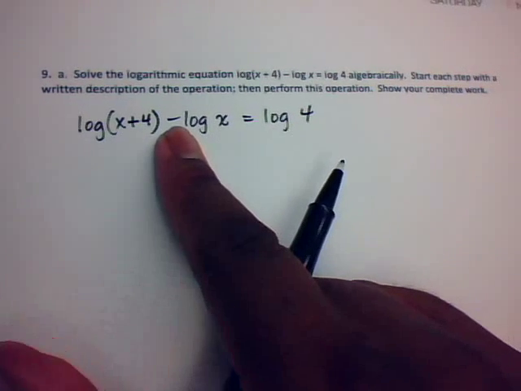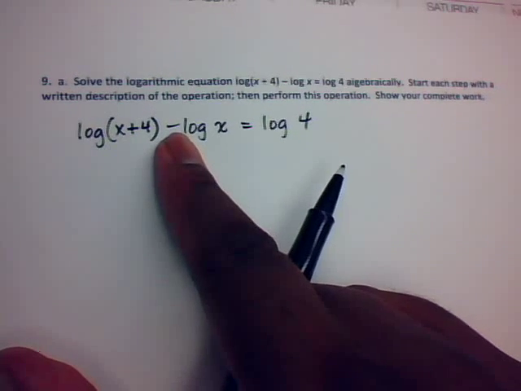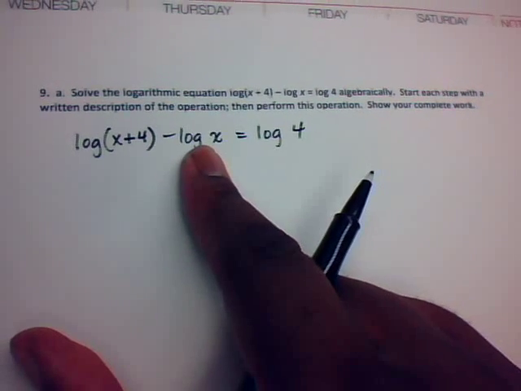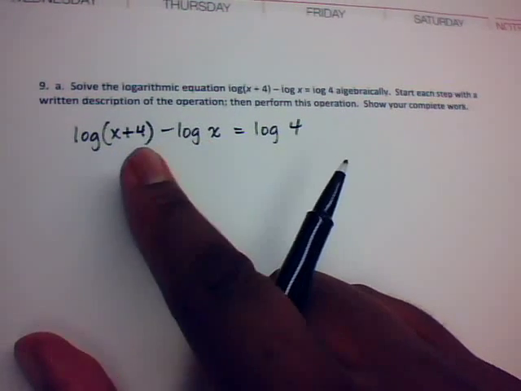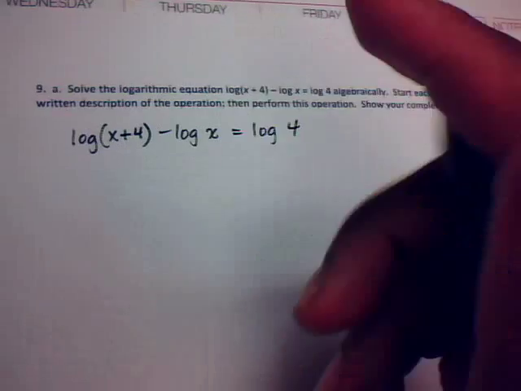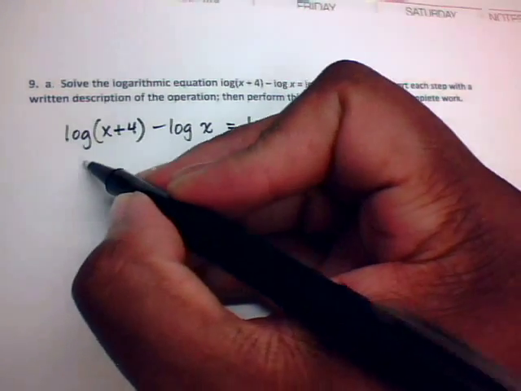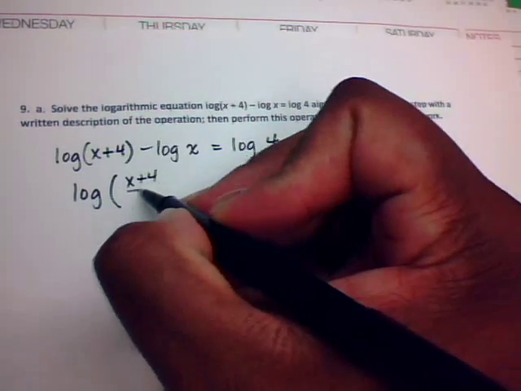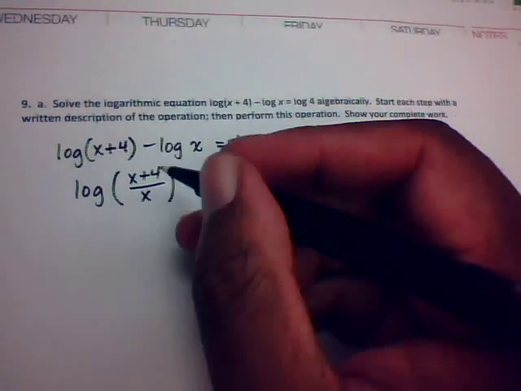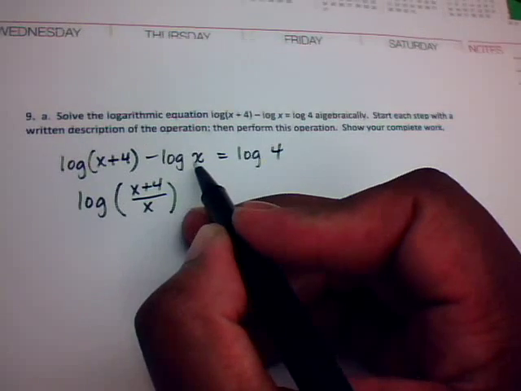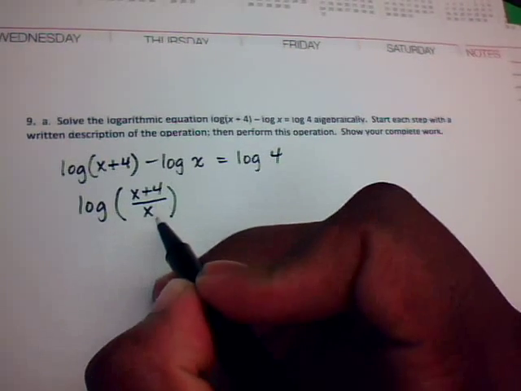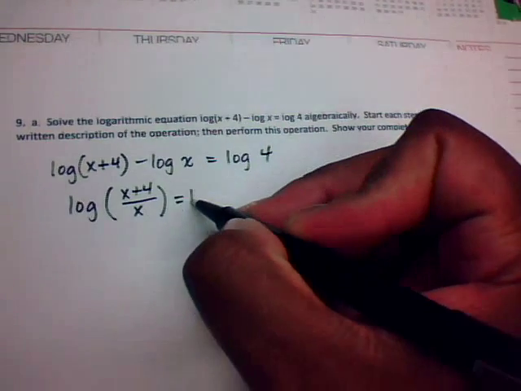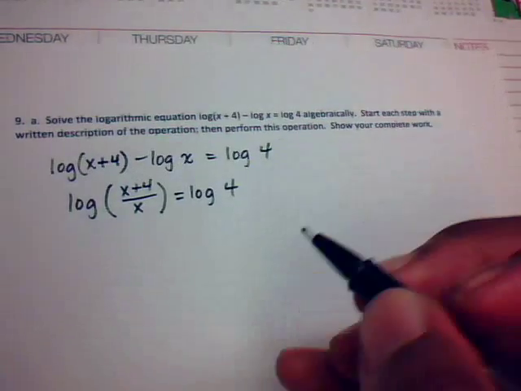First thing I see is a minus sign. That tells me I have the difference of logarithms, which can be condensed as a log of the quotient. So here, the left side, I'm going to condense as a single logarithm, as a log of x plus 4 divided by x, because the difference of logs is equivalent to the log of the quotient. So this will be log of x plus 4 over x equals the log of 4.